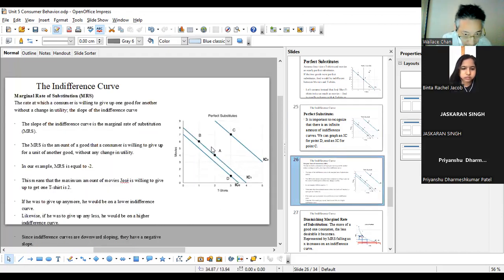Now I know it's a little bit difficult to read here. Okay, so instead I'm going to show you a video that explains how the indifference curve and the budget interact. Let's take a look.